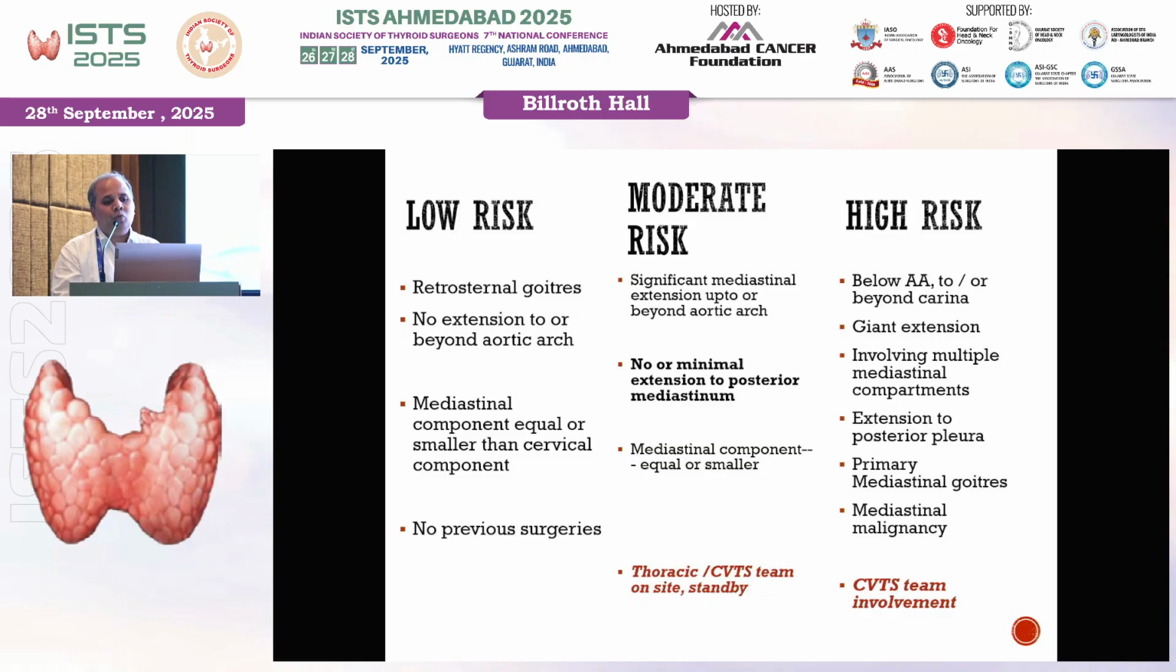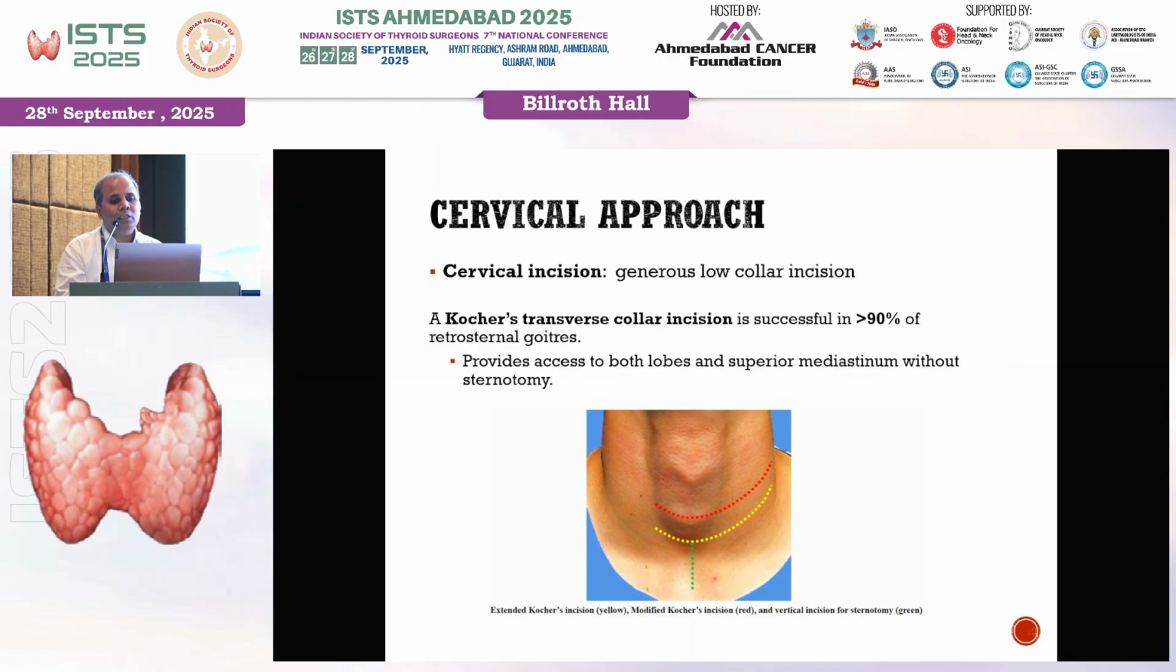And high risk is when you have extension beyond the aortic arch or beyond the carina, multiple mediastinal compartment involvement, involvement of the posterior mediastinum, extension to the posterior pleura, and when you have primary mediastinal goiters or primary mediastinal malignancies. These are the cases where you will need an extracervical approach, and you must have a CVTS team involved.